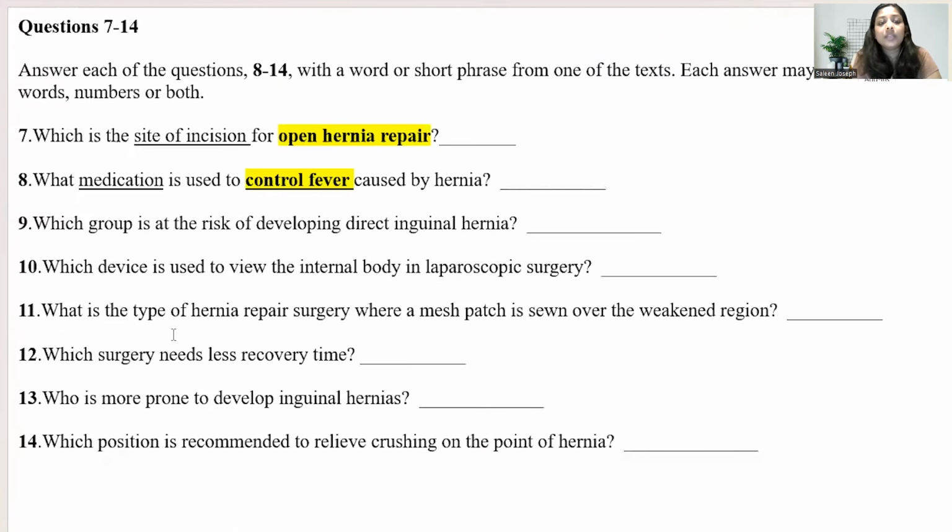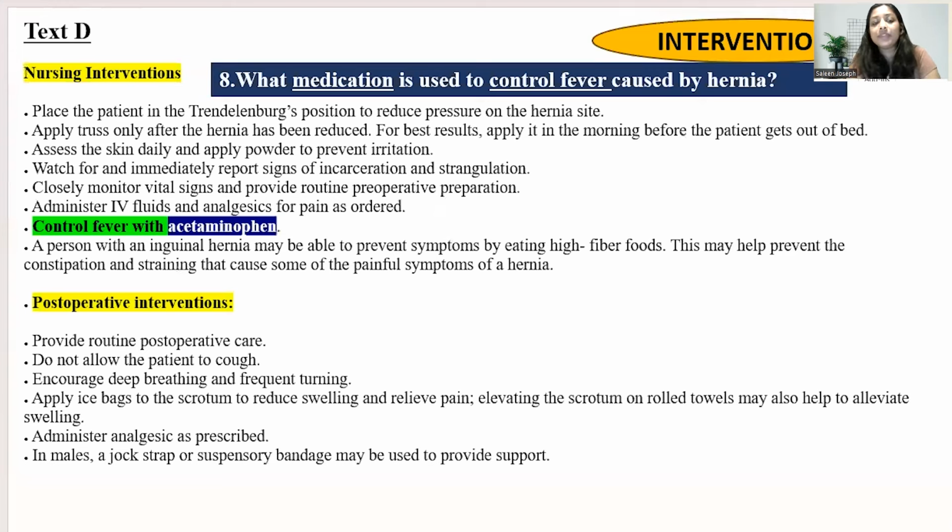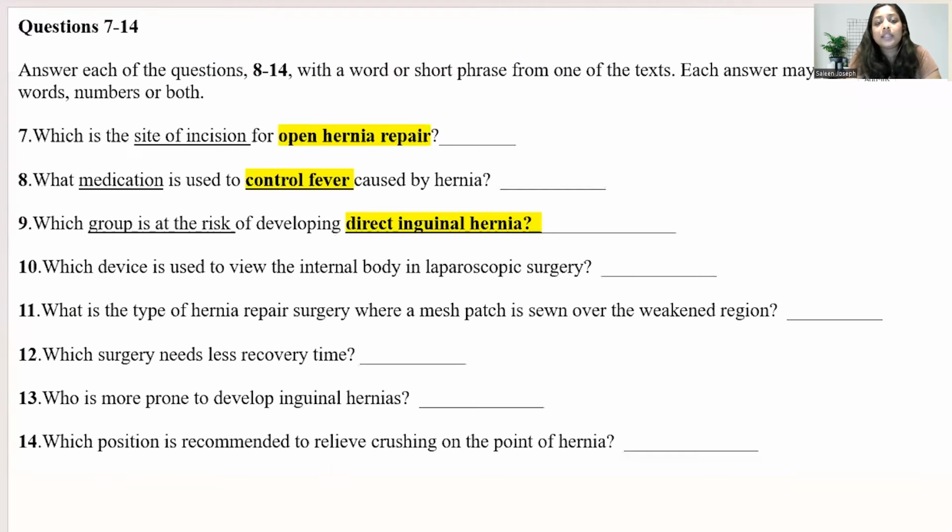Next one. What medication is used to control fever caused by hernia? Acetaminophen. Okay, we'll check which text it is. D. Yes, control fever with acetaminophen. Spelling also you need to check, whether it is correct or not. If you have a spelling mistake, that answer is wrong. Clear? In nursing interventions, they have mentioned control fever with acetaminophen. Then, ninth one. Which group is at risk of developing direct inguinal hernia?